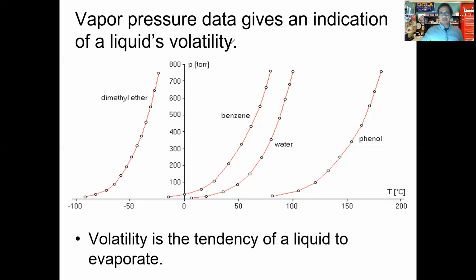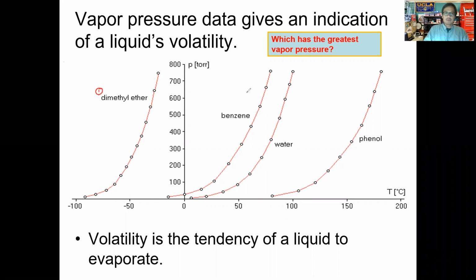Yesterday I asked you to consider four different compounds, and of these four, which one would have the greatest vapor pressure? So let's consider that here. We're going to look at the information given to us on another pressure temperature graph, where we're comparing four compounds: dimethyl ether, benzene, water, and phenol. The question is, of these four, which one would have the greatest vapor pressure?